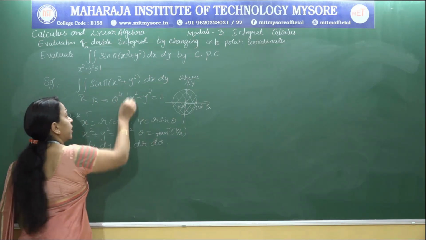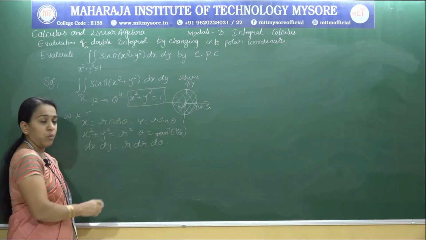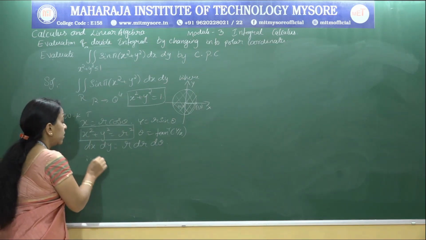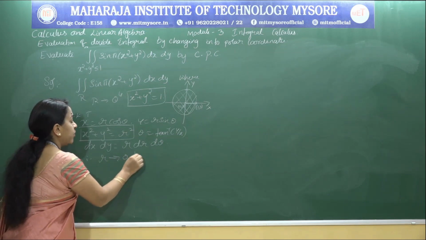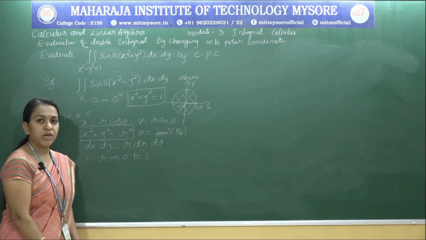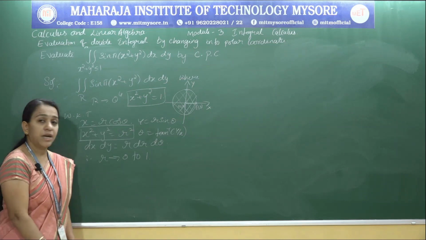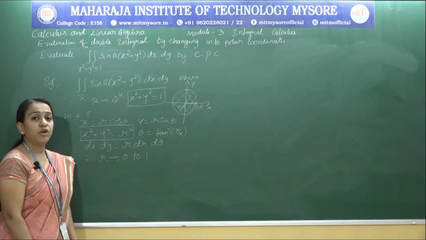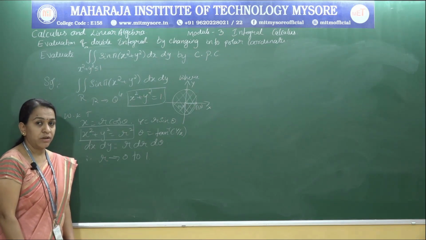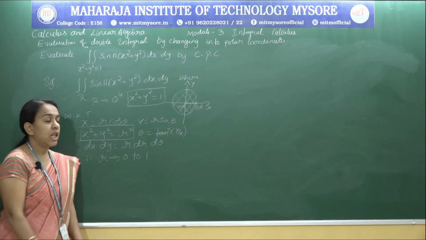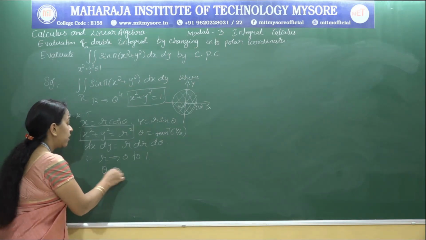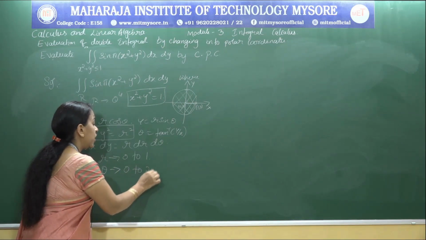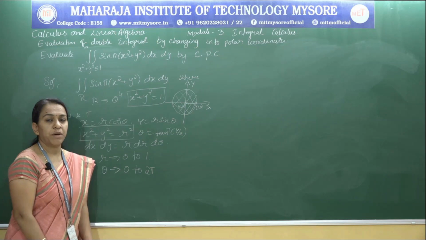So from this, since they have given x square plus y square equal to 1 and we have x square plus y square equal to r square, we can conclude that r varies from the origin to the circumference of the circle, that is, the radius equal to 1. And theta, of course, we are supposed to evaluate over the whole region. That means the given region is a circle. So what is the angle of the circle? Yes, the angle of a circle is 2 pi. So theta varies from 0 to 2 pi.